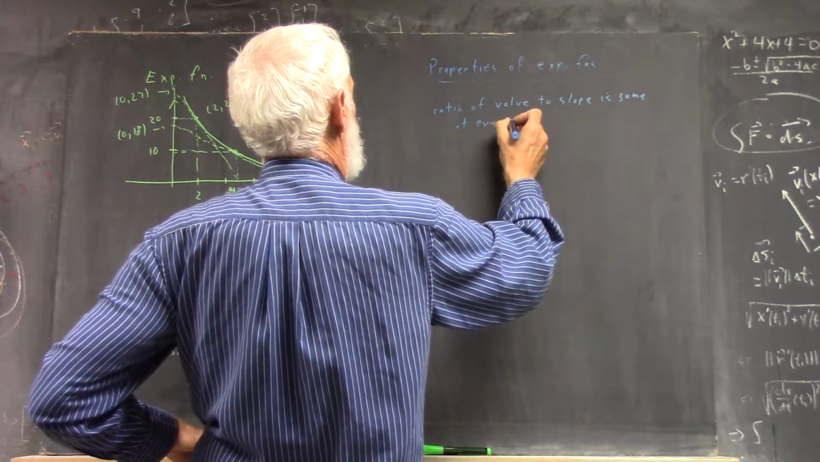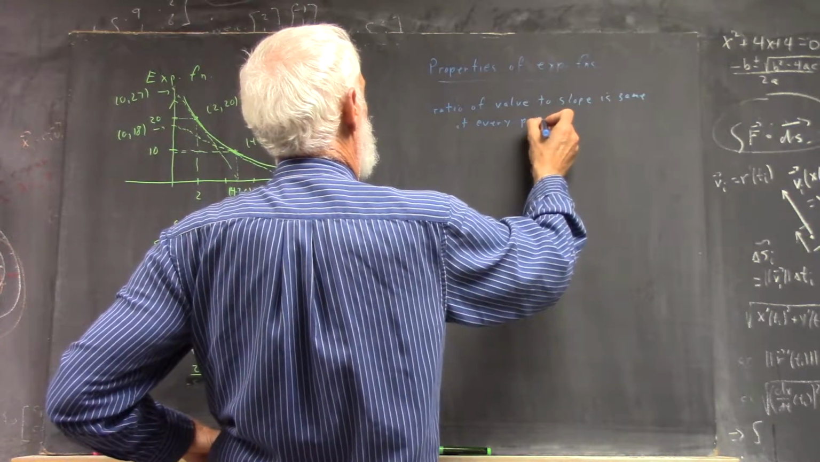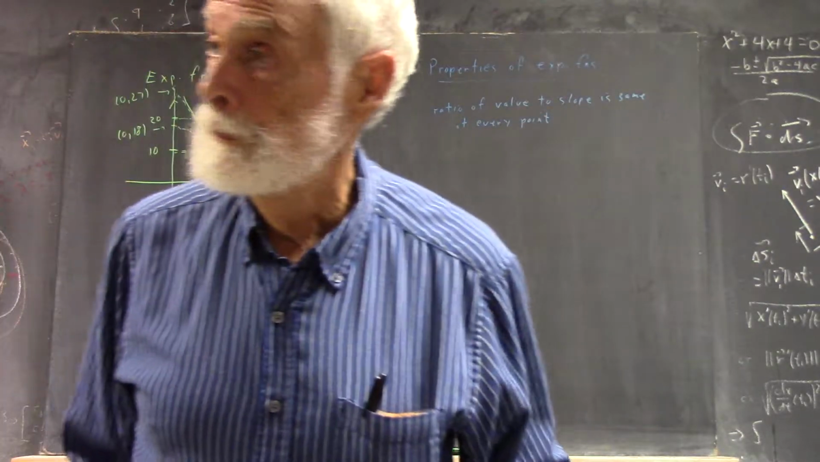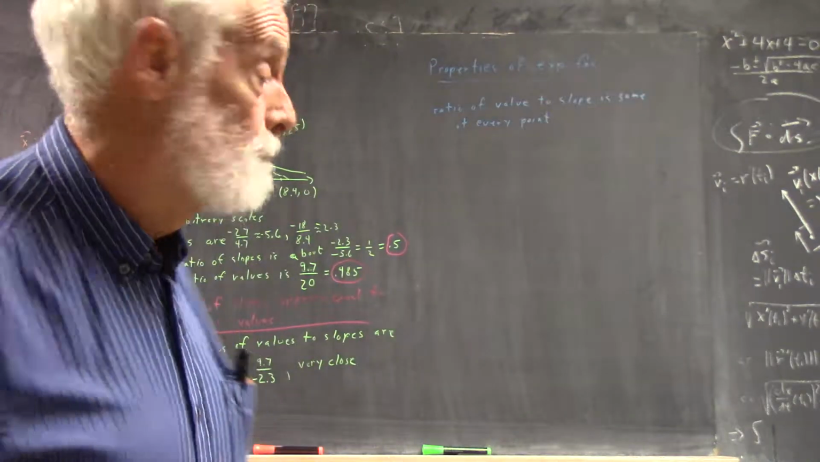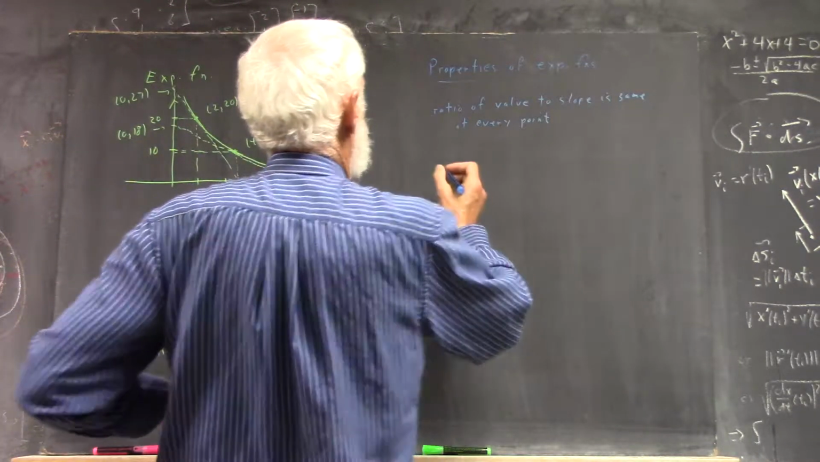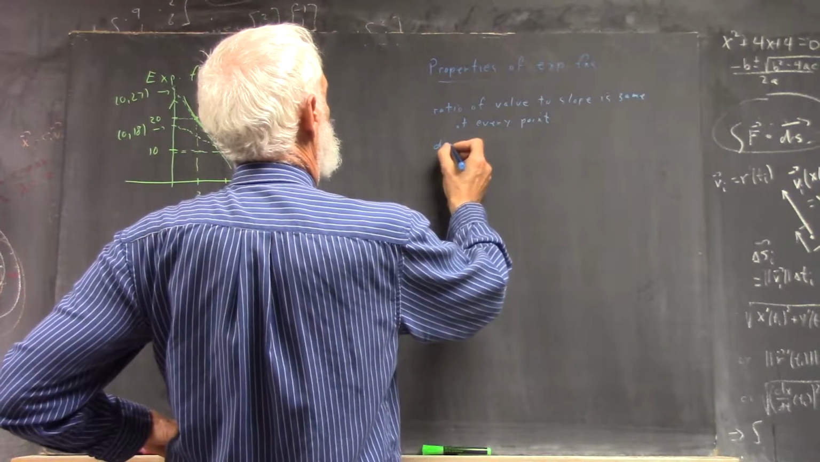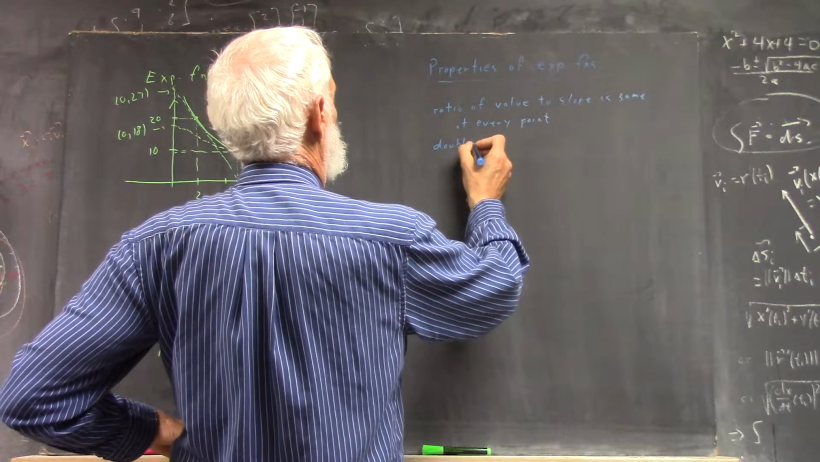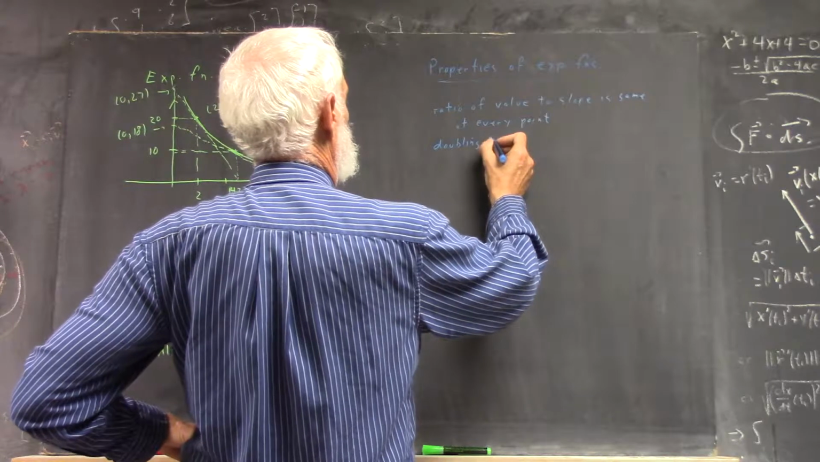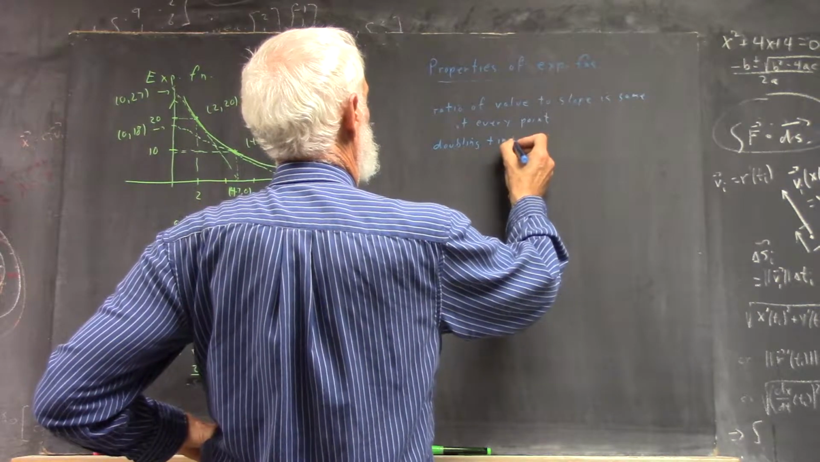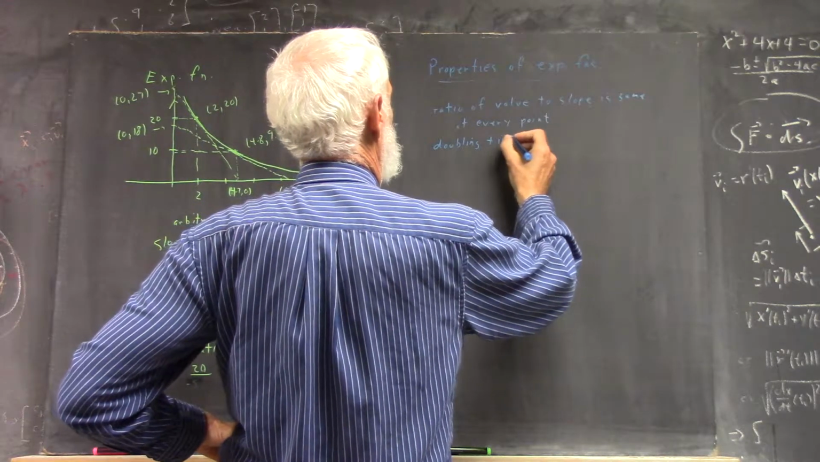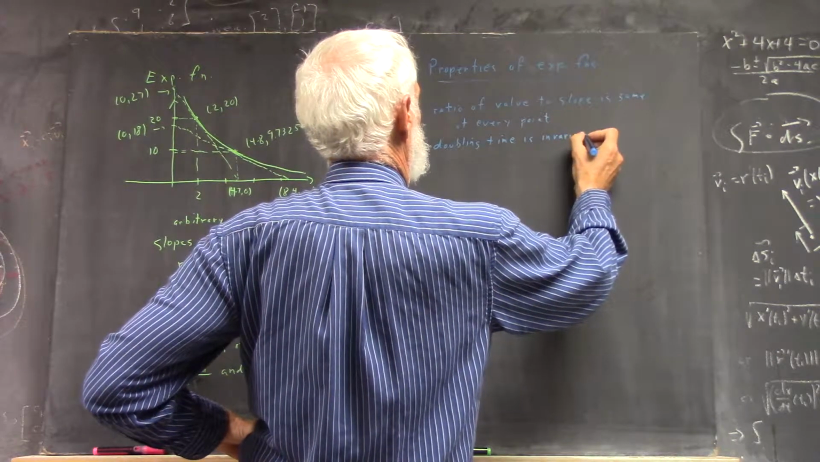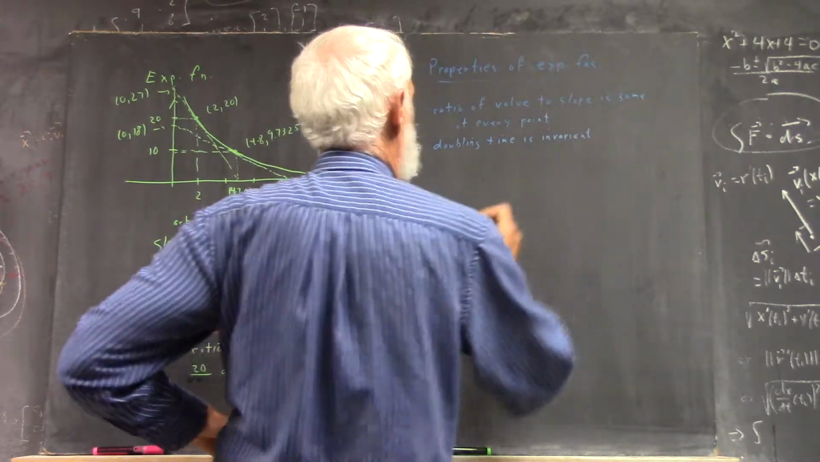If you have a function, ratio of value to slope is the same at every point. Okay? Doubling time is invariant.